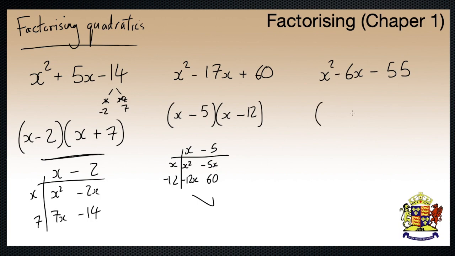Okay, last one. Minus minus. This means I'm going to be aiming for 1 plus and 1 minus, because they're both negative. So two numbers which times together to make minus 55, add to make minus 6. Well, 55 lends itself to 5 and 11, so let's try that first. And actually, that looks pretty good. It's going to have to be minus 11, because 5 minus 11 is minus 6. So I have x plus 5 and x minus 11.